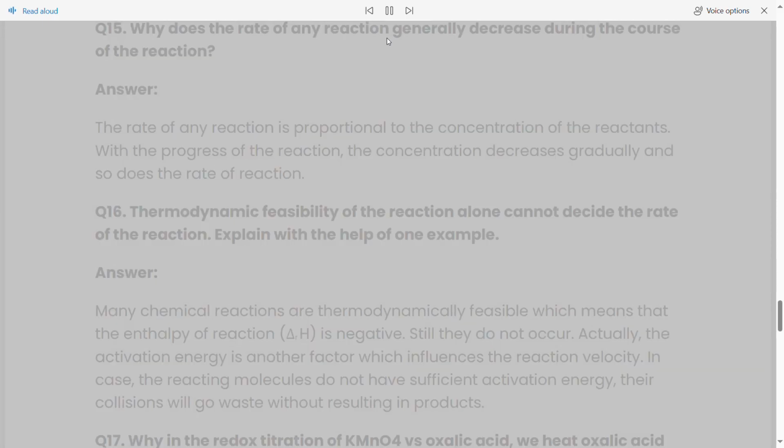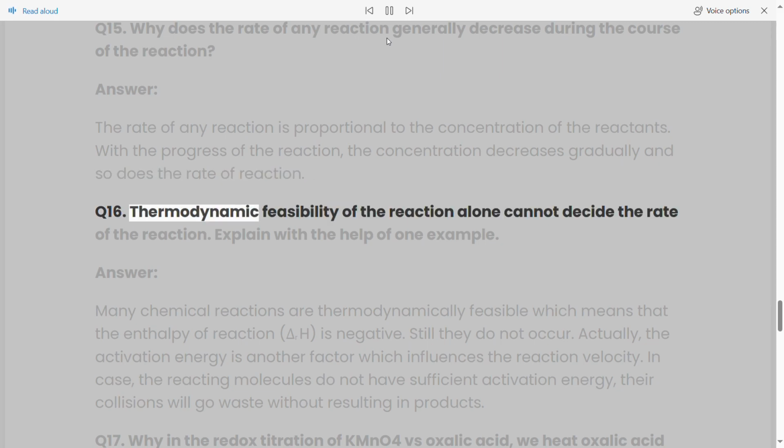Q15. Why does the rate of any reaction generally decrease during the course of the reaction? Answer. The rate of any reaction is proportional to the concentration of the reactants. With the progress of the reaction, the concentration decreases gradually and so does the rate of reaction.